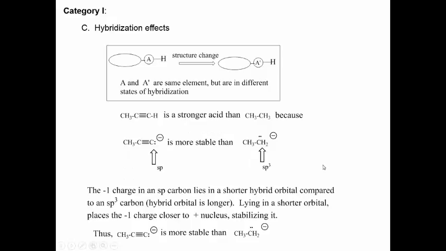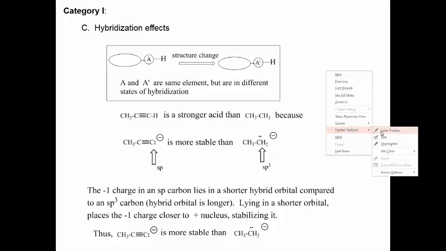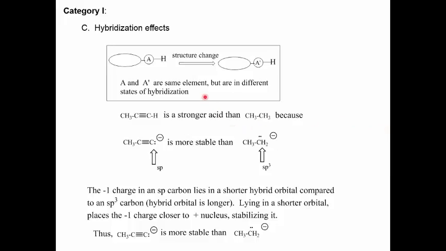Okay, now we'll look at a third subcategory of category number 1. In this new subcategory, we replace the atom directly attached to the acidic hydrogen by an atom that's the same element but in a different state of hybridization. So in our diagram, we replace A, that's directly bonded to the proton, by A prime. A and A prime are of the same element, but they're in a different state of hybridization.